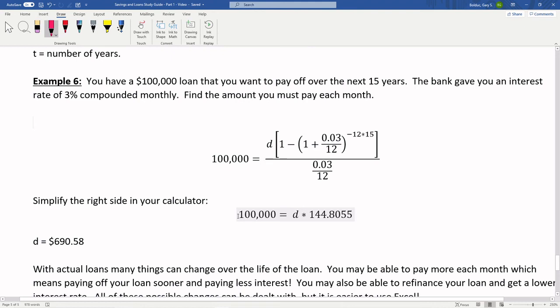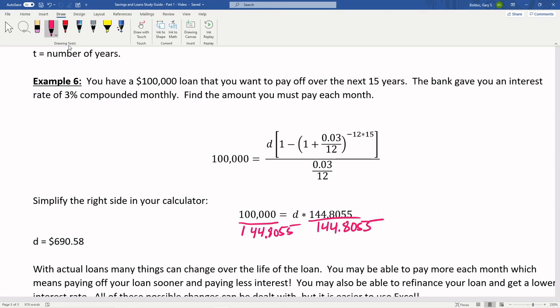But once I get that, well, would you look at this? It ends up in the form number equals unknown times number. All you've got to do here is divide. So just to write it out, divide both sides, just like we did before, and you end up getting $690.58. You pay that every month. In 15 years, no more loan. There you go. So that is how we could figure out the monthly payment on our loan.